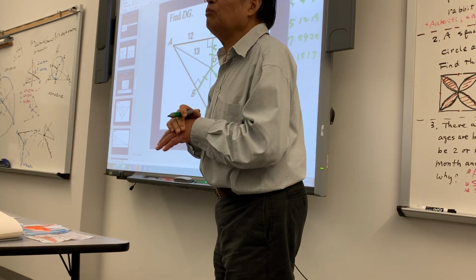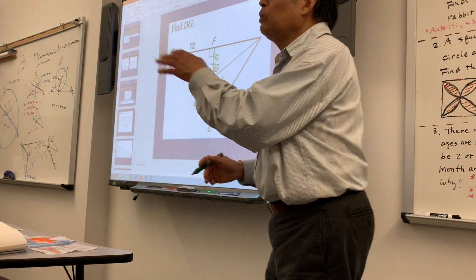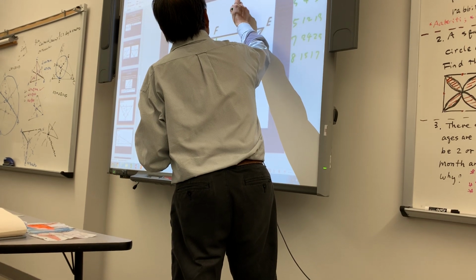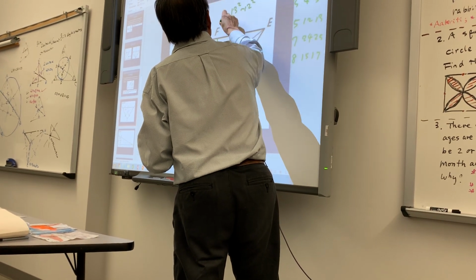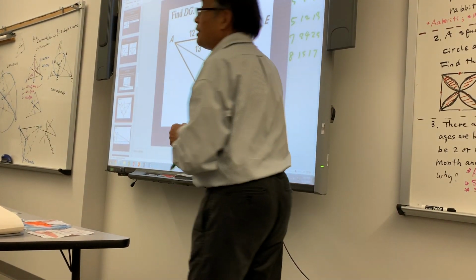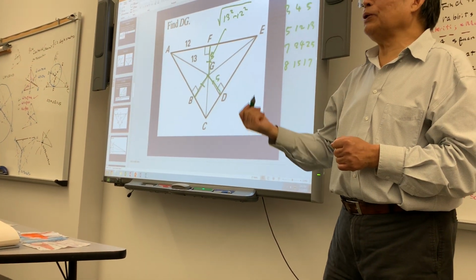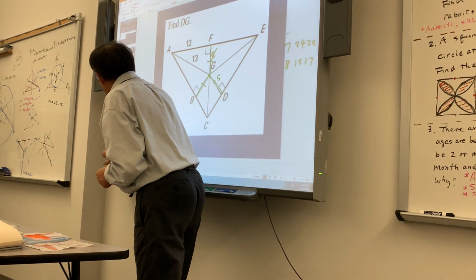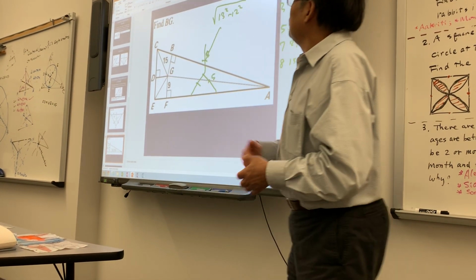Is that okay for everyone, please? So if you don't know 5, 12, 13, you can use the square root of 13 squared minus 12 squared to get this side. Is that okay? Because of Pythagorean. Is that clear? Good. Next one is easy, okay, please? Tell me BG.